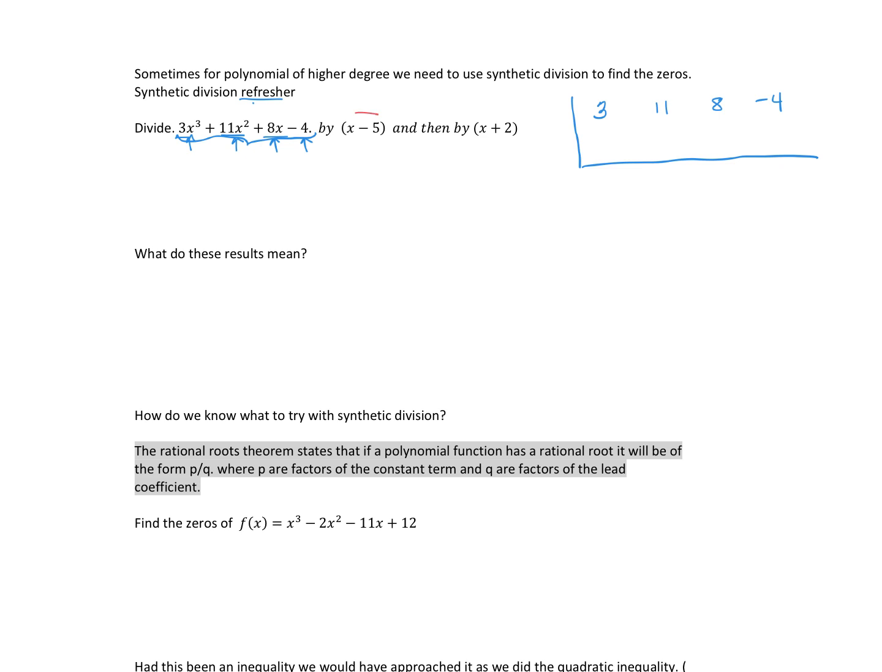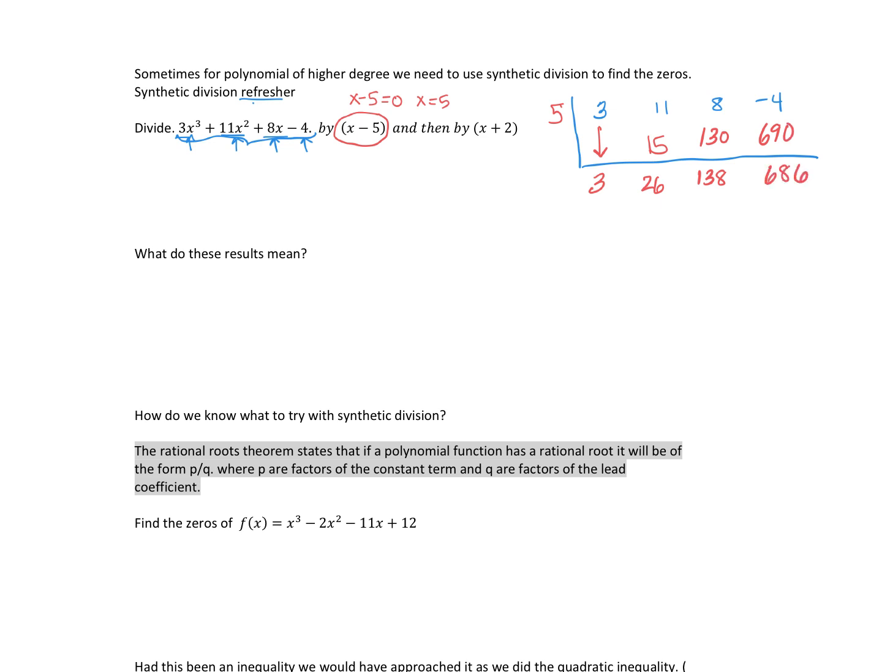So if I'm dividing by x minus 5, I want to put 5 out front. And the way we do synthetic division is we bring the 3 down, then we multiply. 5 times 3 is 15. That's going to give us 26. 5 times 26 is 130. That's 138. 5 times 138 is 690. And adding, we get 686.